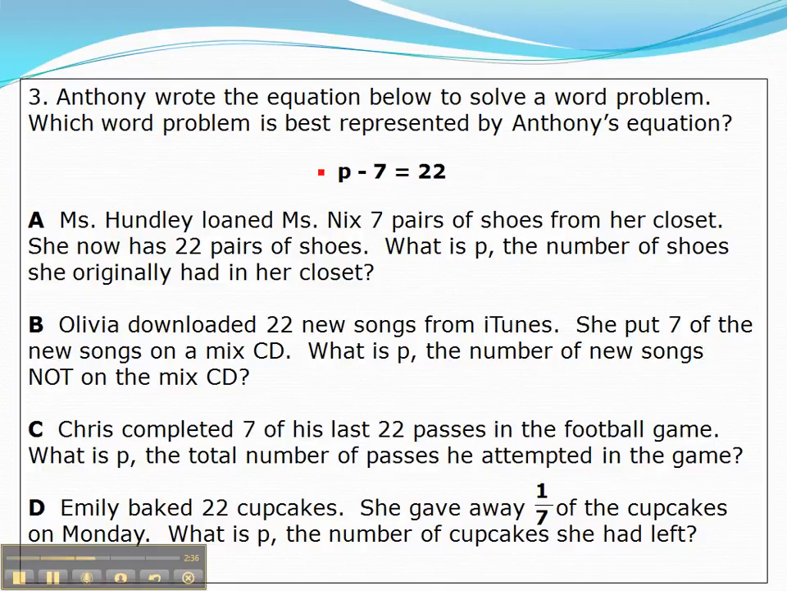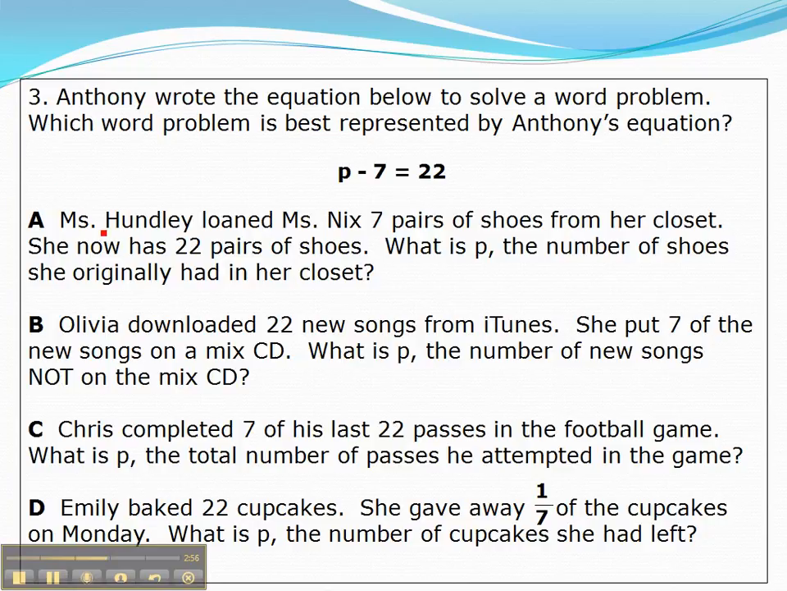Number 3. Anthony wrote the equation below to solve a word problem. Which word problem is best represented by Anthony's equation? The equation is p minus 7 equals 22. The way you solve these problems is you read through the answer choices, and you need to write equations for each of the answer choices until you find the one that matches the equation you're given.